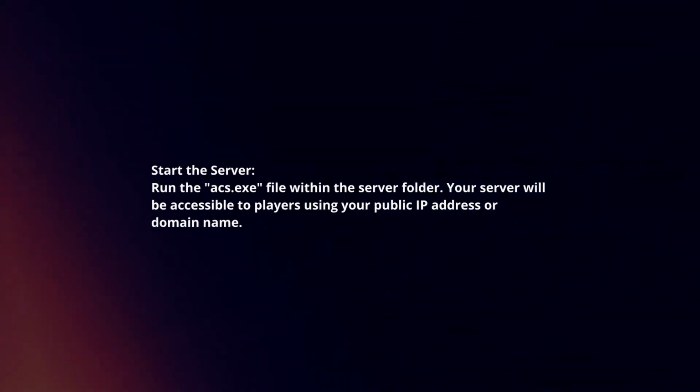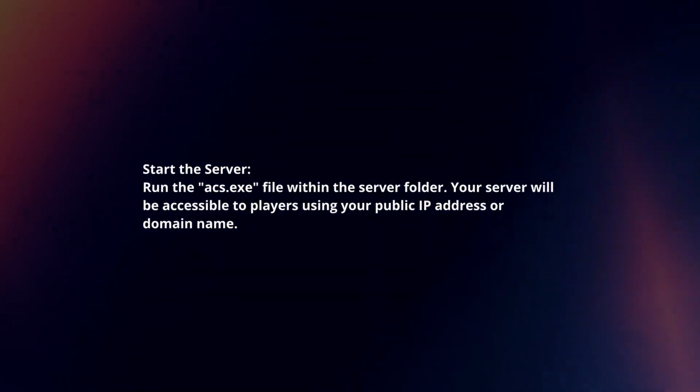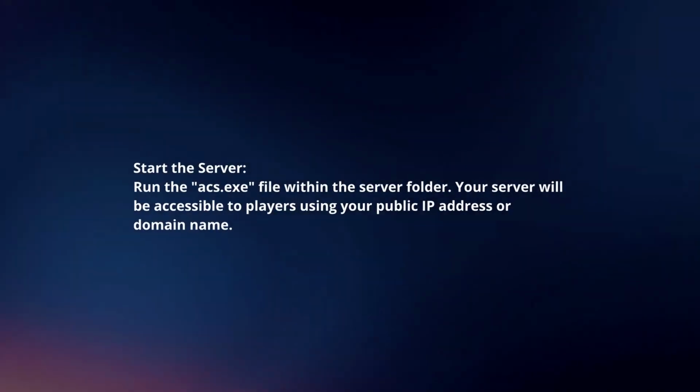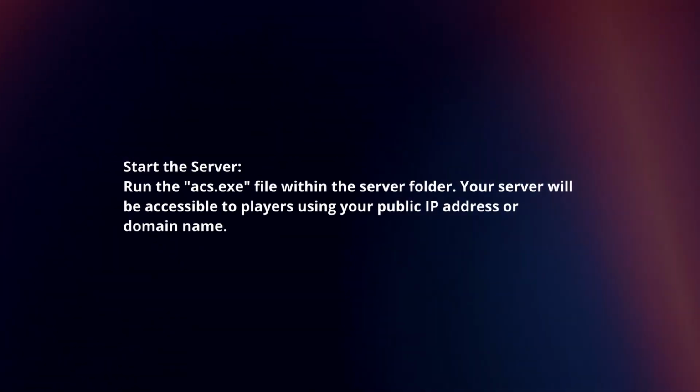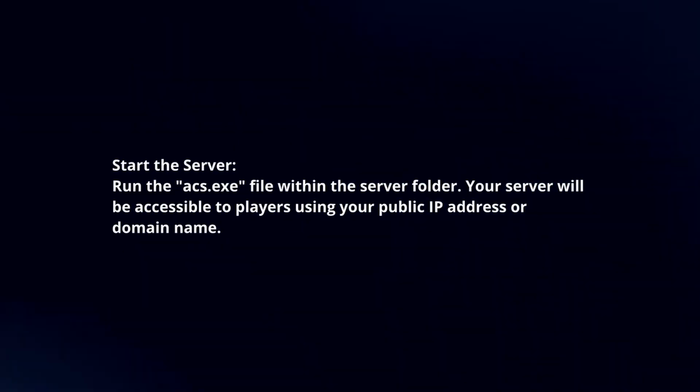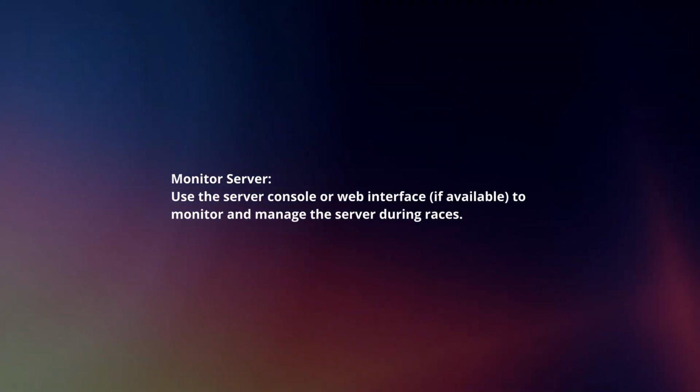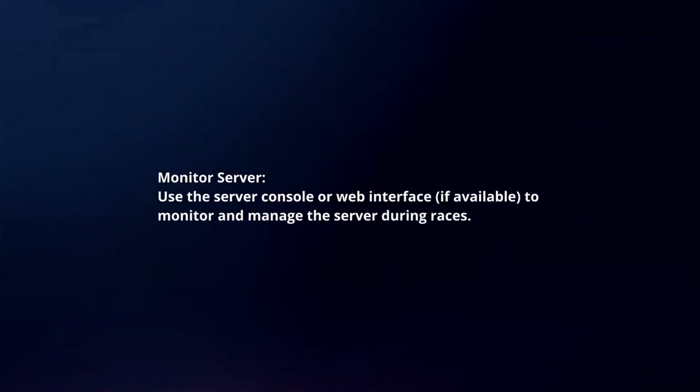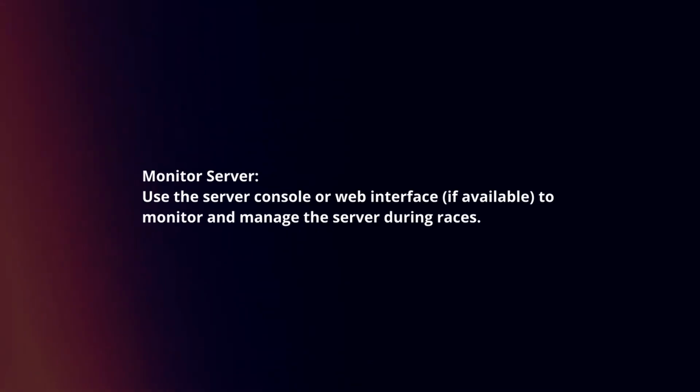Start the server. Run the acs.exe file within the server folder. Your server will be accessible to players using your public IP address or domain name. Monitor server. Use the server console or web interface to monitor and manage the server during races.